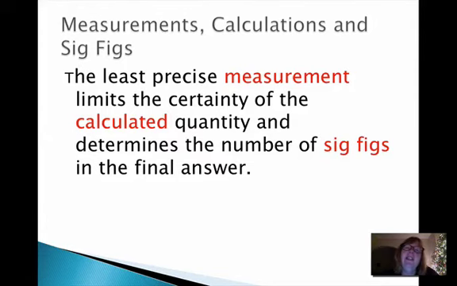Okay, this video is our second video using numbers in science. We're going to talk about numbers in measurements and calculations and your significant figures. Your least precise measurement is what's going to limit your certainty of your calculated value, and it's going to determine how many sig figs you have in your final answer.